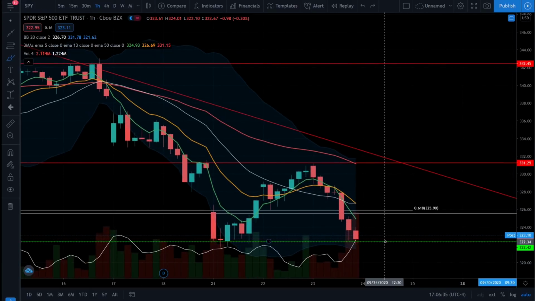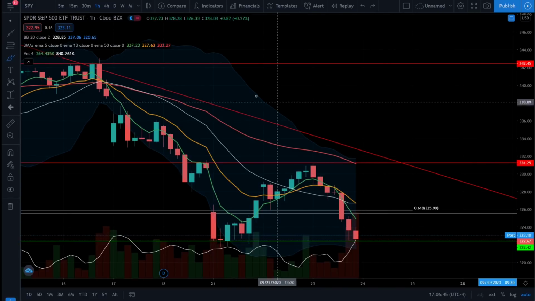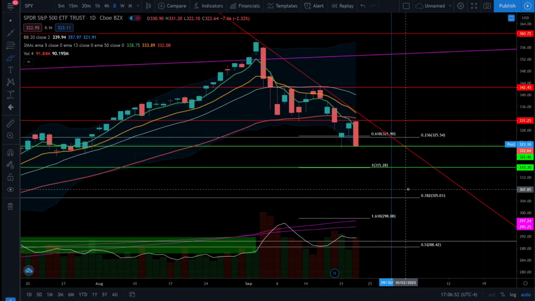So right now, you need to watch this level as support at 322, and if we start to close below that on the hourly chart with tomorrow's price action, we know we're not out of the bearish trend just yet, and we're still going to see lower prices. So jumping back to the daily chart, what exactly are those lower prices that we're looking for?